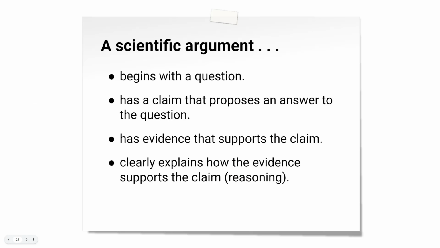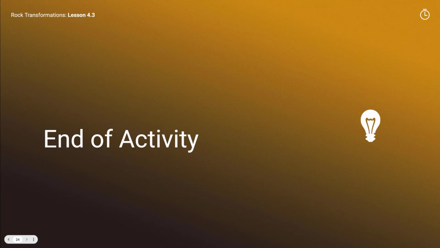A scientific argument begins with a question, has a claim that proposes an answer to the question, has evidence that supports the claim, and clearly explains how the evidence supports the claim, or reasoning. End of activity. Be sure to complete all your student work in Amplify for this activity before moving on.